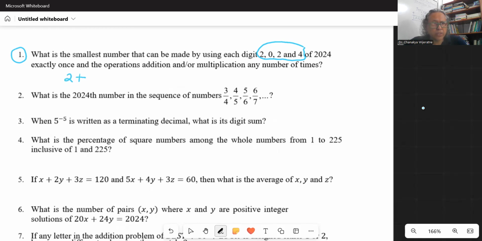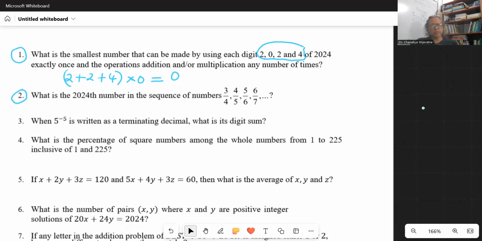adding 2 and 2 and 4 and multiplying this by 0, right? So this is 0. So the answer is 0, right? Okay, that was easy. Question number 2. What is the 2024th number in the sequence of numbers 1/2, 2/3, 3/4, 4/5, 5/6, and so on?